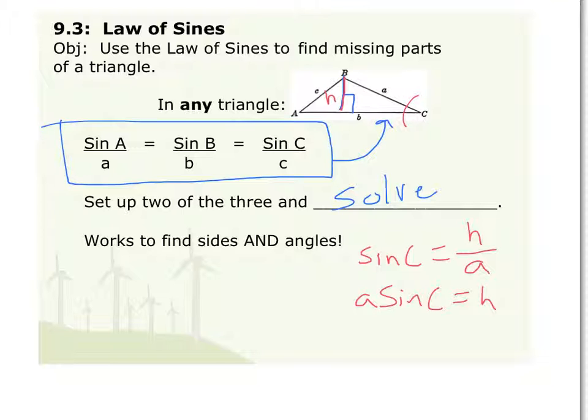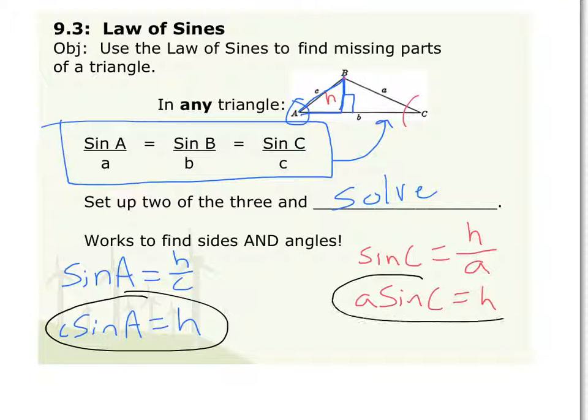Slightly rearranging that equation by multiplying both sides by a leads to a sine C equals h. Now with this triangle over here on the left, let's do the same thing with angle A. The sine of angle A is h over c. Multiplying both sides by c, we have c times the sine of A equals h. And I have these two expressions here and here that both equal h. What I can then do is say that c times the sine of A must be equal to a times the sine of C.